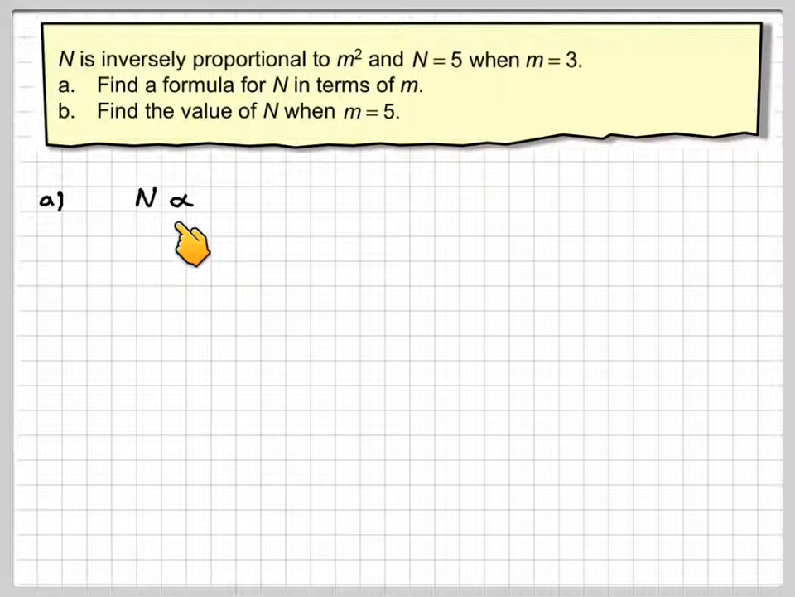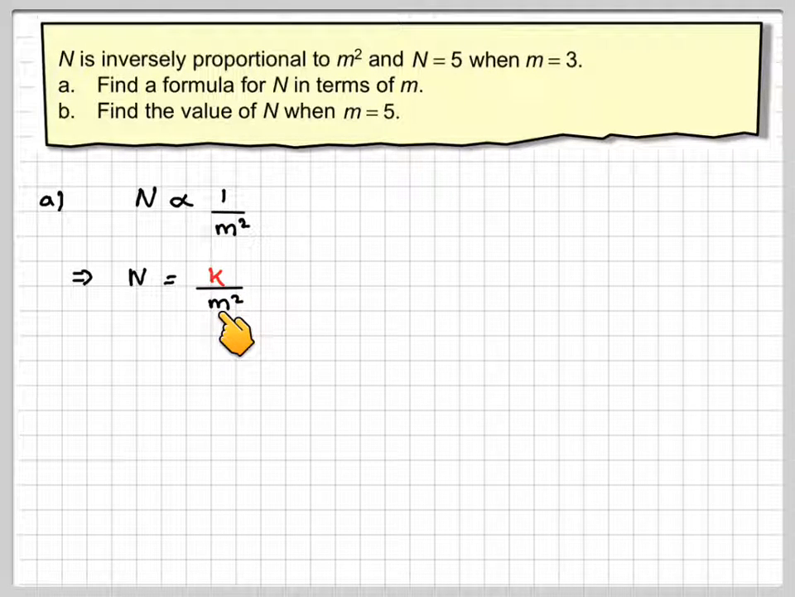So we say that n is proportional to, now when we say inversely proportional, that means it's proportional to 1 over, and it's m squared in this case. If that is true, then n will be equal to some constant divided by m squared, and we have to find that constant. And we find that constant by using this information here.